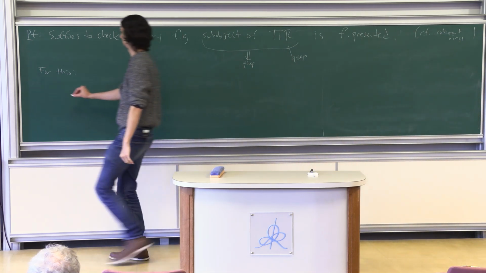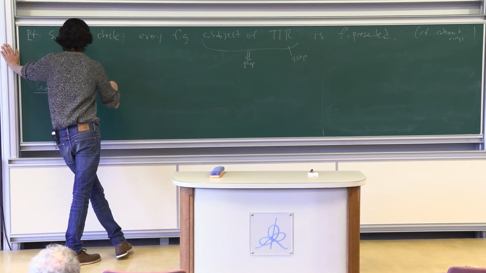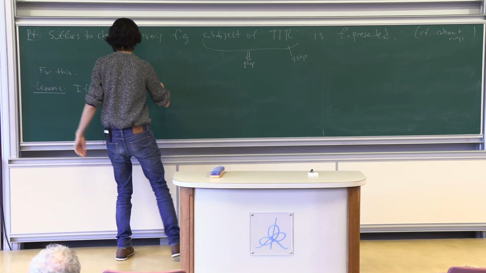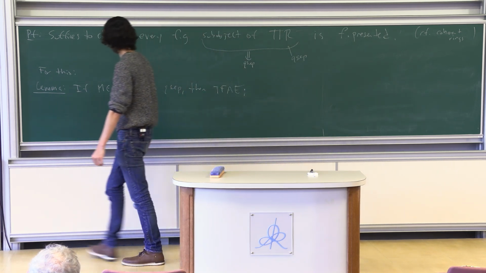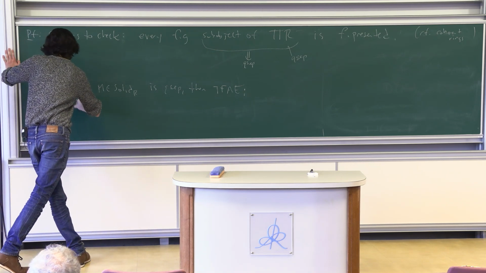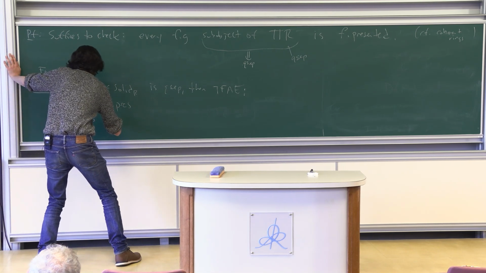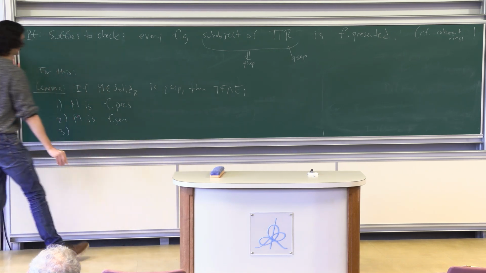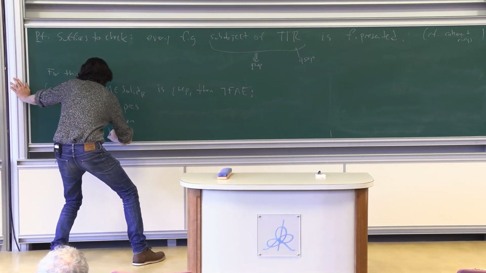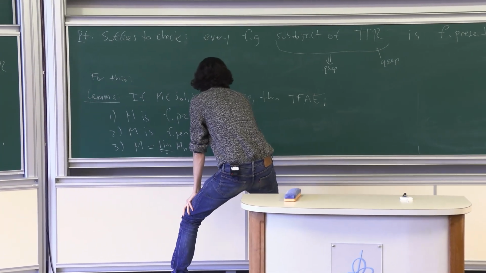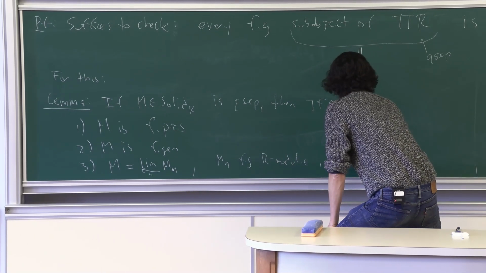So let me make a lemma. If M in solid R is quasi-separated, then the following are equivalent. One is that M is finitely presented. Two is that M is finitely generated. And three is that, you can say exactly what M looks like: M is an inverse limit of M_n, where each M_n is a finitely generated discrete R module, and the transition maps are surjective.